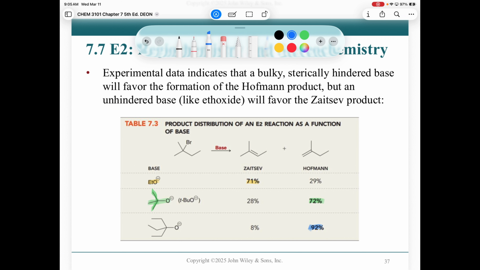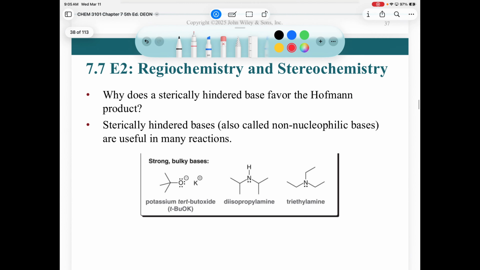Okay? So again, if you want to write these down, if you want to get the vernacular down, this is called an ethoxide. This is called a tert-butoxide. All right? Tert-butoxide, the Hofmann will predominate. An ethoxide or a methoxide, and you would say the Zaitsev product is going to predominate.